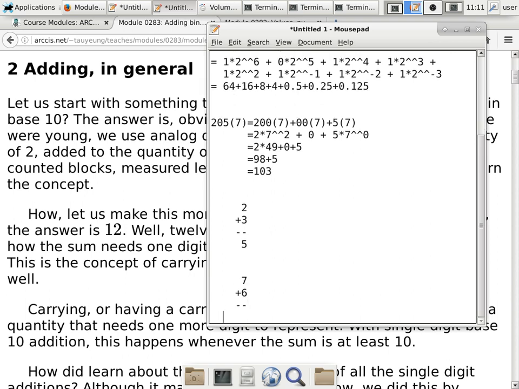But in this class, since you're not in 2nd grade or 3rd grade, what went through your mind when I asked you what is 7 plus 6? Why do you know it's 13 like, boop, right away? Because you got the table memorized. How many entries are in that table? Well, let's take a look.